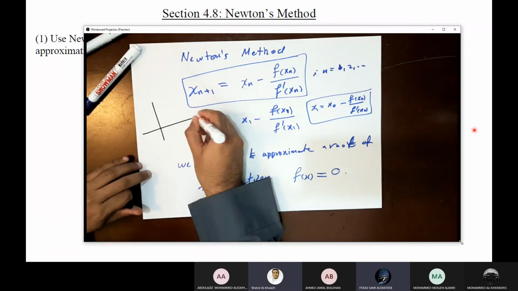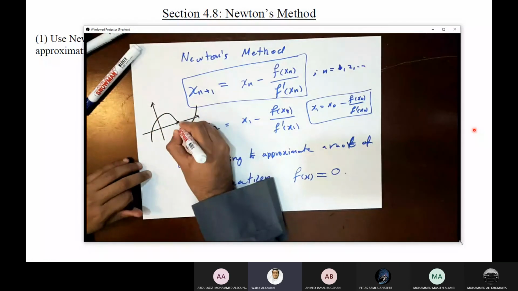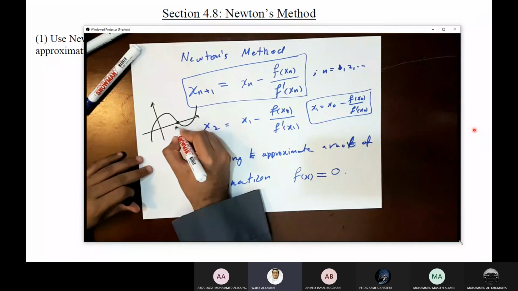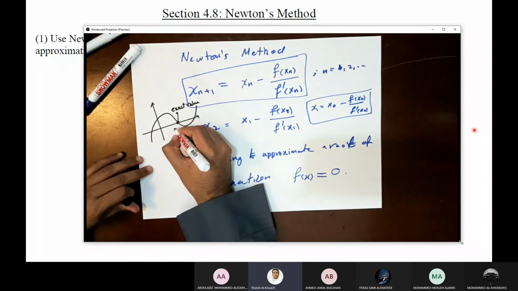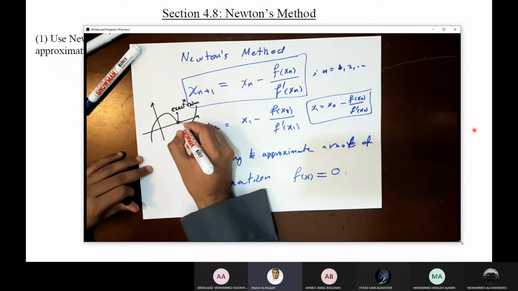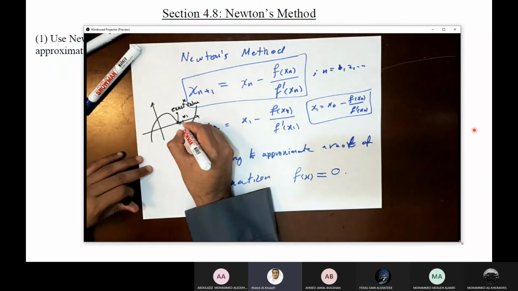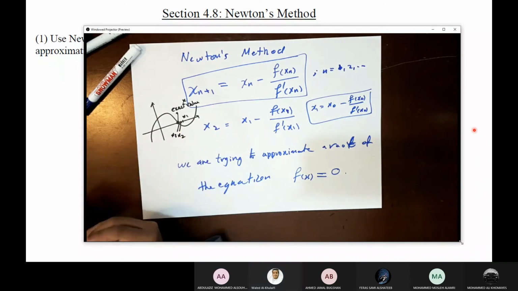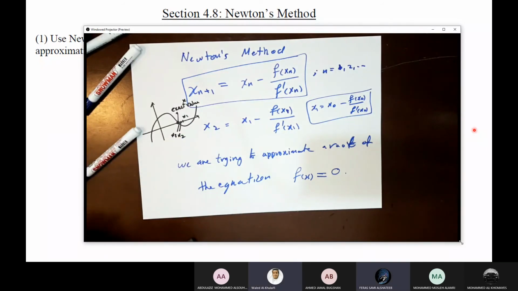If you have a graph of a function like that, and you want to know the exact value, the x value here, you pick x1, for example, here. You substitute in this formula, you should get x2. If things work, you should get x2 closer. You substitute again, you get x3, and so on. Every time you get closer to the root, either from the right or from the left. So this is the whole point.